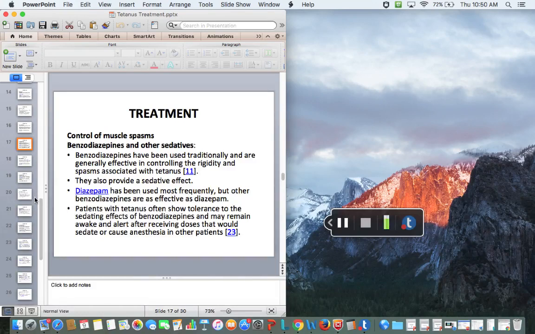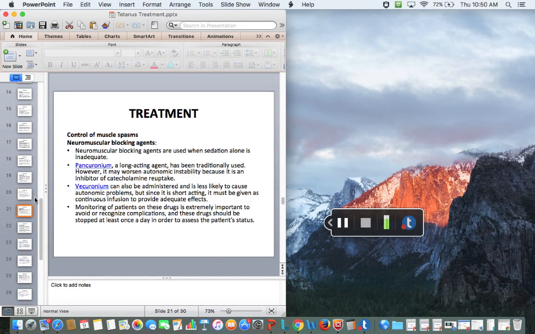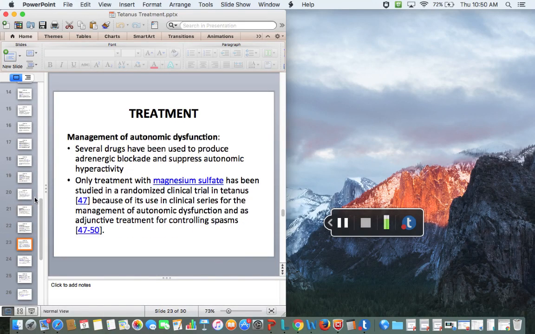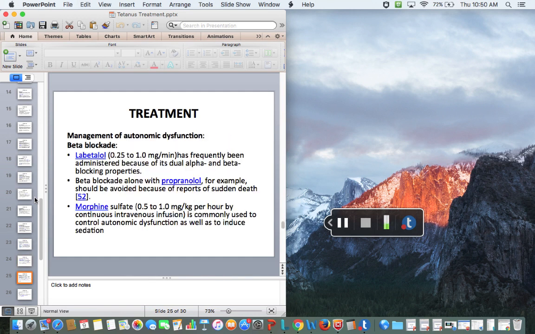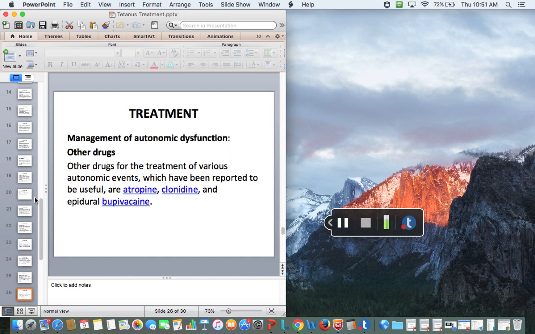But for testing purposes, just focus on the drugs I mentioned. So benzodiazepines, other sedatives. We mentioned the neuromuscular blocking agents, and then some of the stuff for the autonomic dysfunction. Look at those too. Anyways, not a ton of stuff.